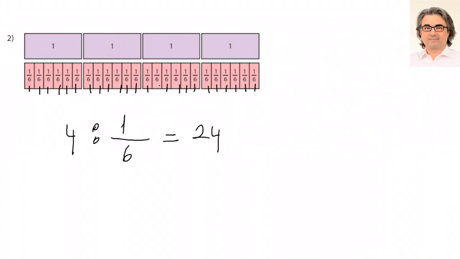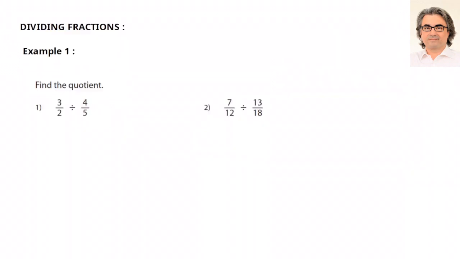Now let's continue with the next page, dividing fractions. The first example will show us how we make the division operation. We know the multiplication operation. There is only one rule for division operation. If you learn this rule, then you will make multiplication, and you know the multiplication operation very well.